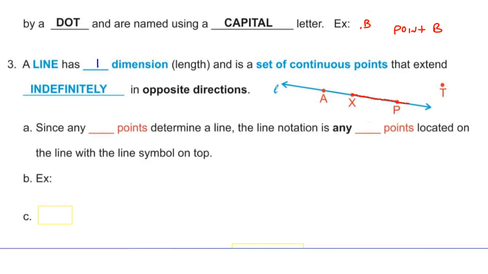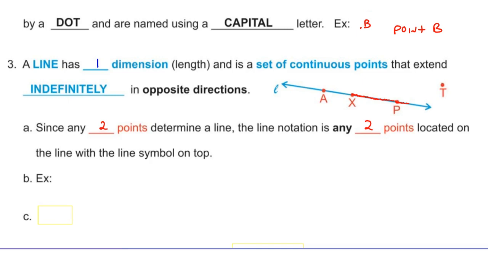All right, how many points does it take to determine a line? This is something you should have learned somewhere along your elementary learning. And so hopefully you think two, right? Since any 2 points determine a line, the line notation is any 2 points located on the line with the line symbol over top.